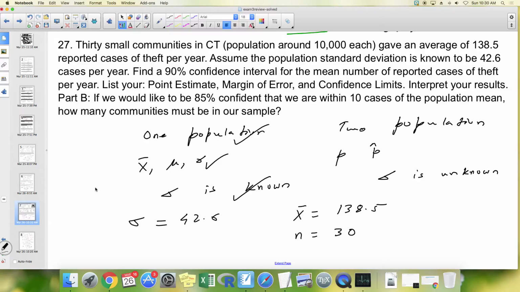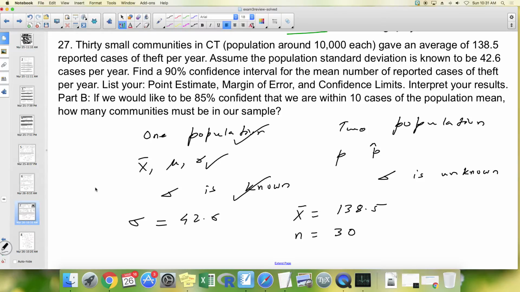That's also because if it's a very large community, we can kind of see that it should have more thefts. If it's a small community, it should have fewer thefts. So to make everything comparable, they should each have the same kind of population size. Otherwise, it doesn't make any sense to compare between them. So we are taking 30 small communities. The word small says that they are of kind of equal size, not exactly equal. So that's why n is 30.